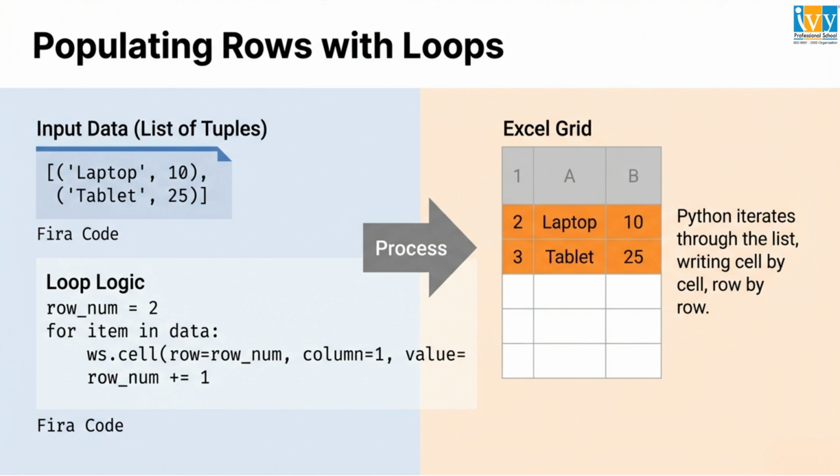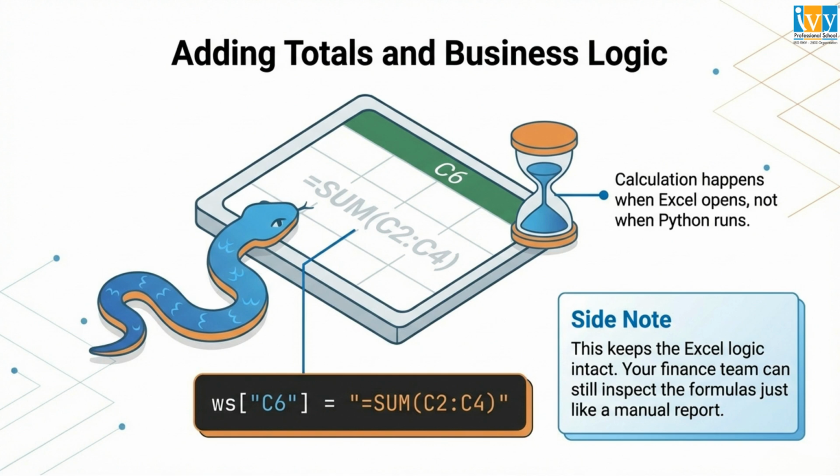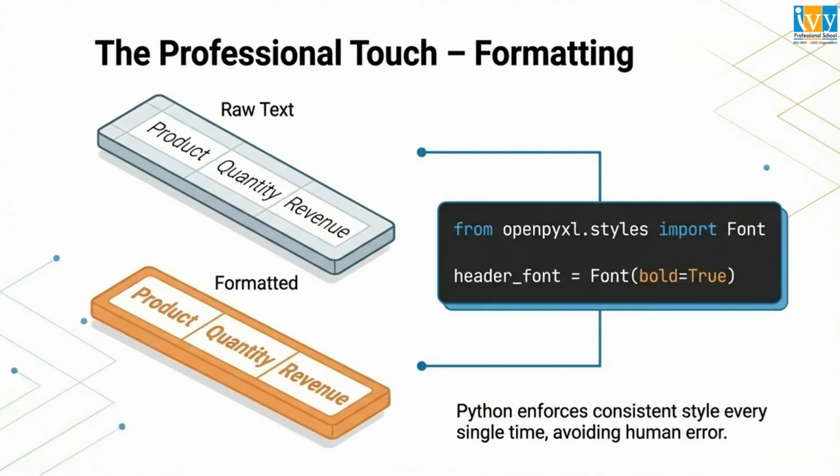It's built in. Now, automation does not mean hiding Excel logic. Python inserts the formula, but Excel performs the calculation. That means your finance team can still inspect, review, and trust the report, exactly like a manual one. Because of course, data alone is not enough. Formatting matters. With Python, styles are applied the same way, every single time. Headers are bold, layouts are clean, human formatting errors disappear.